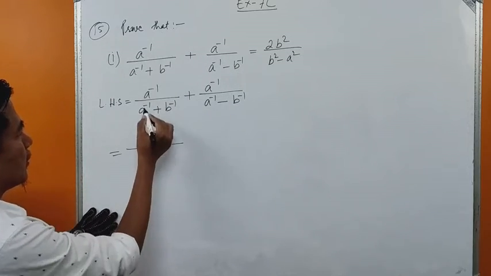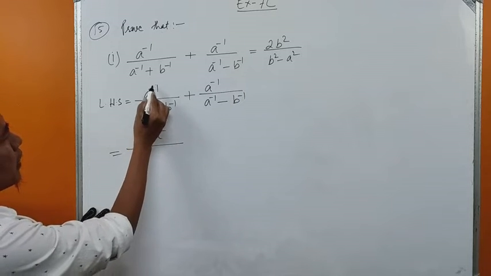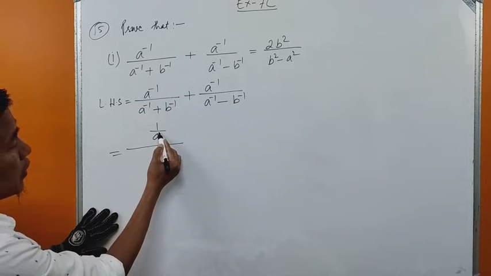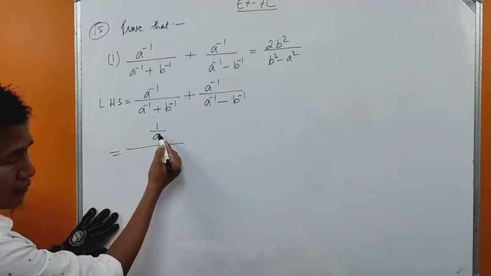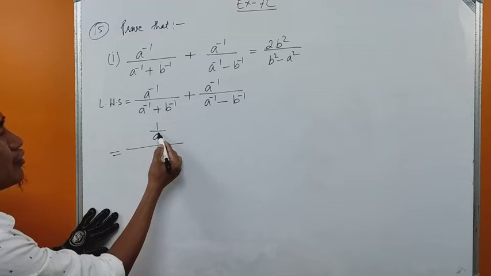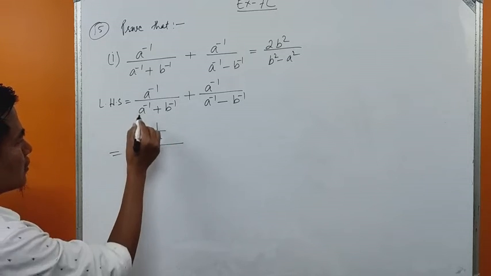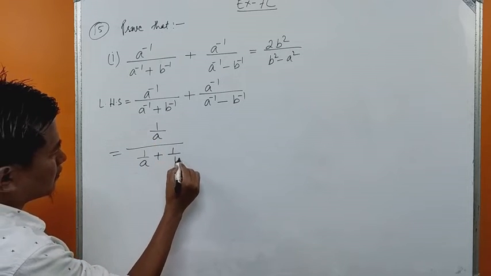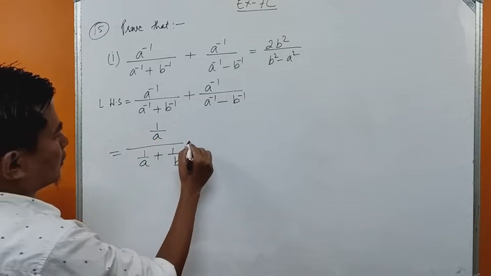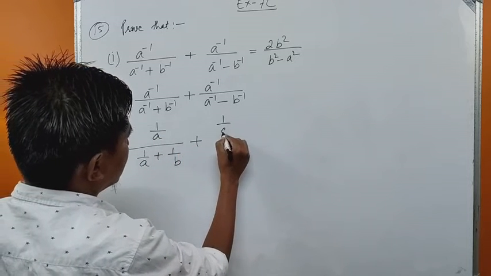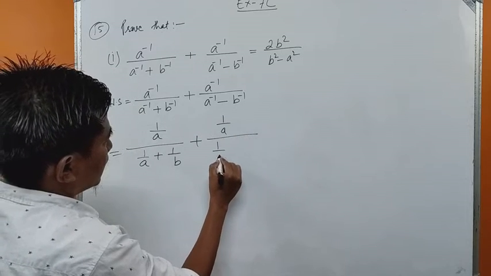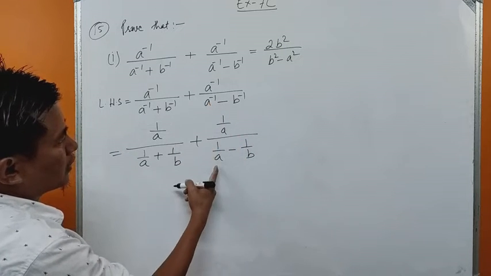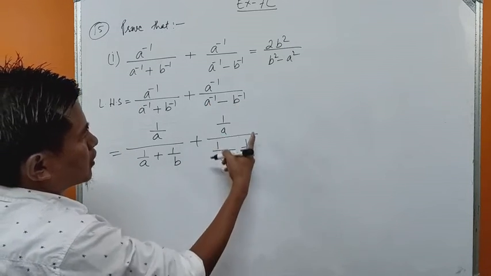So a to the power minus 1, I can write as 1 upon a to the power plus 1. That means 1 upon a. Okay, we don't write power plus 1. So this is 1 upon a plus this is 1 upon b, power plus 1 we don't write. Okay, so plus this is 1 upon a whole upon this is 1 upon a minus 1 upon b, isn't it? A to the power minus 1 means 1 upon a, minus comes here, b to the power minus 1 means 1 upon b.